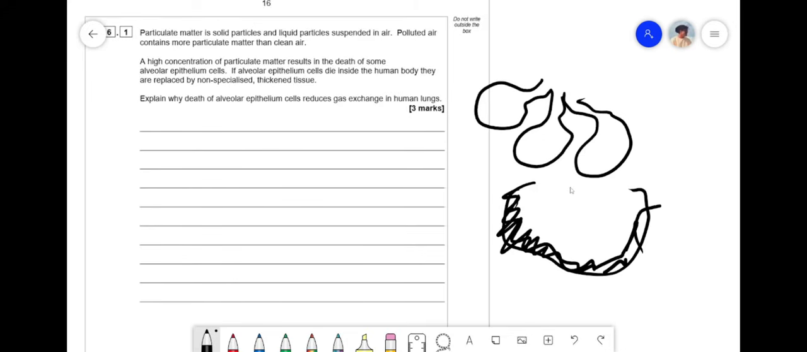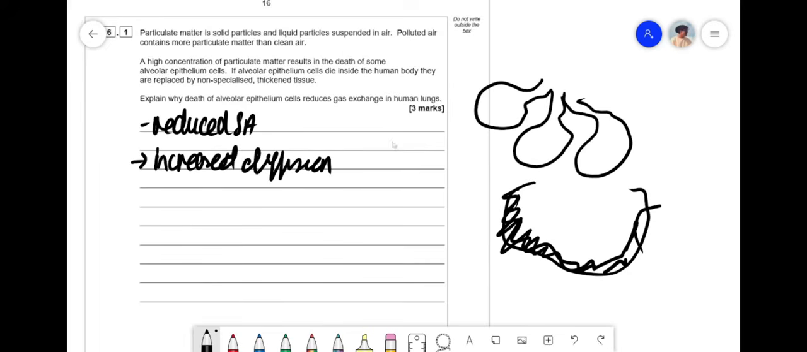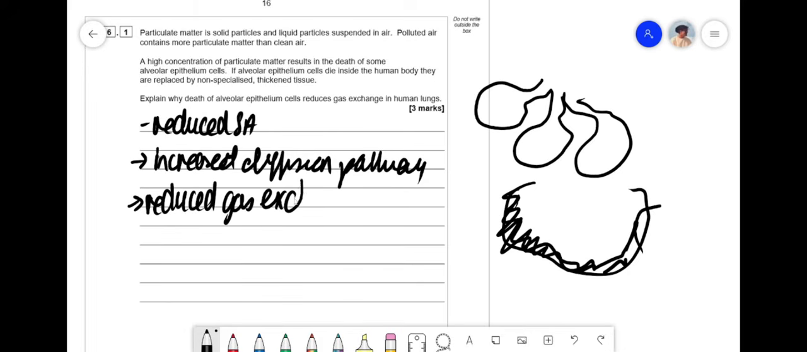So what you want to say here is that there's reduced surface area, SA for short. There's an increased diffusion pathway or distance, leading to reduced gas exchange rate. You can't just say it reduces gas exchange. You need to appreciate that it reduces the rate of gas exchange because it's slowing it down. That's the explanation. Overall, the end result is that there is reduced gas exchange.